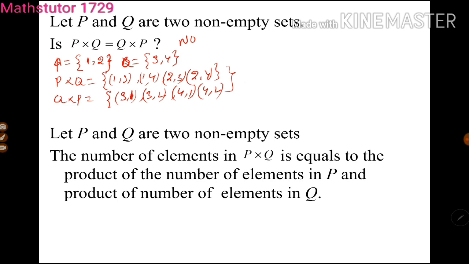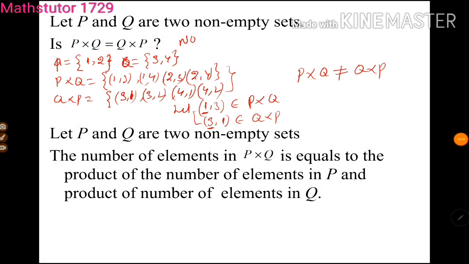But let (1, 3) belong to P cross Q and (3, 1) belong to Q cross P. These two elements are different because the first component of the ordered pair (1, 3) is 1 and the first component of the ordered pair (3, 1) is 3. So 1 is different from 3. By the definition of ordered pairs, these two ordered pairs are not equal. So the set P cross Q is not equal to Q cross P.